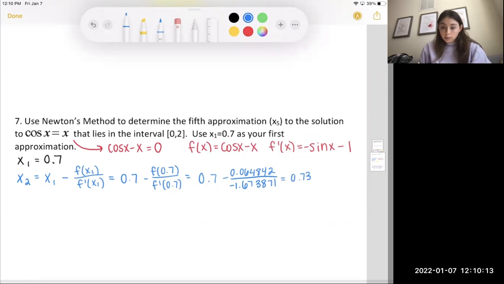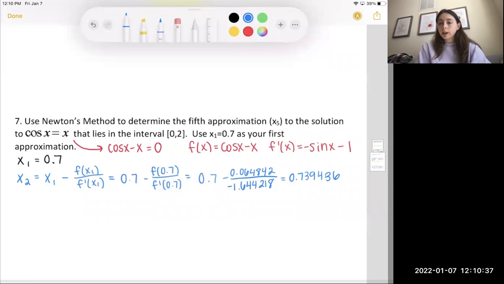And when I plug this into the calculator, I get 0.73. Nope, I looked at the wrong thing. No, I looked at the wrong part. Sorry. The top was right. The bottom is negative 1.644218. And then when I divide that and subtract it from 0.7, I get 0.739436. Okay, so that's actually already pretty close to our initial approximation.